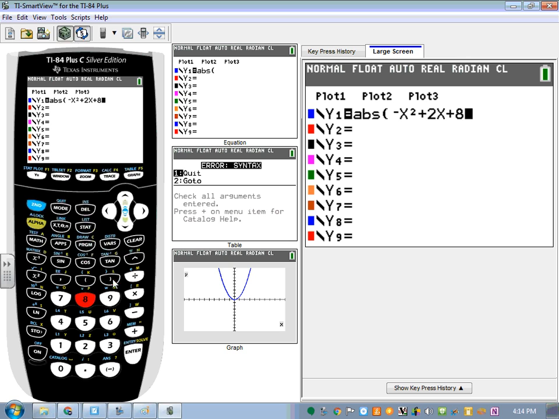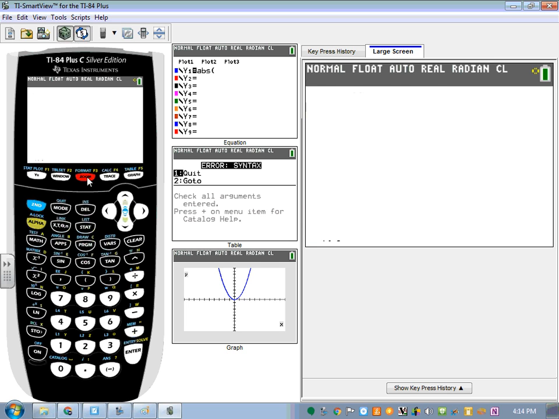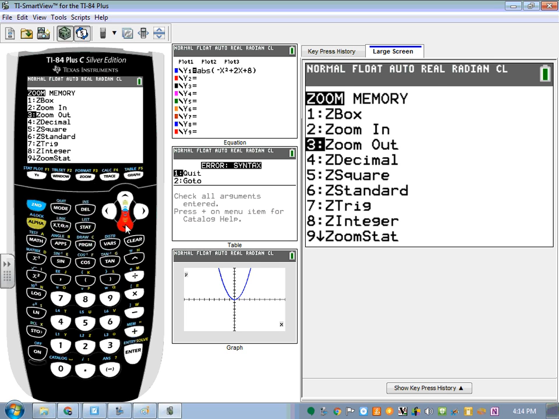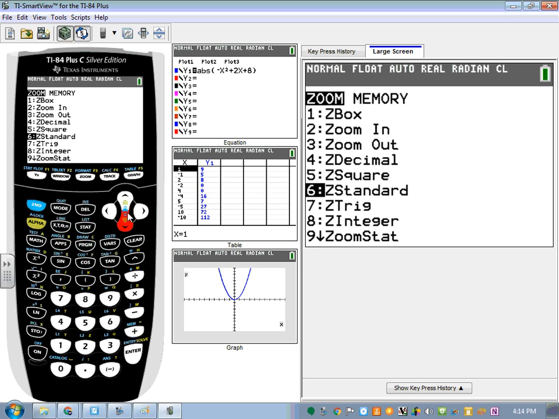Now this will graph the actual answer to our question. In order for us to all see the same thing, once we have that function in, I'm going to hit the zoom button and then go down to option number 6, which is zoom standard. Zoom standard is basically going to put the x min, x max, and so on to 10 in every direction. And then we get this graph.